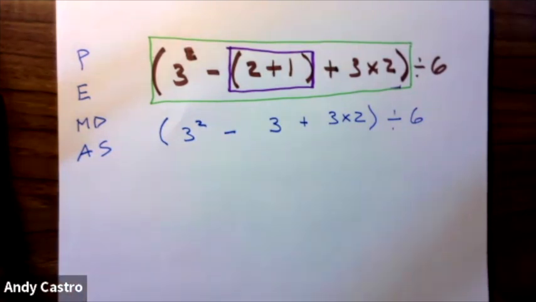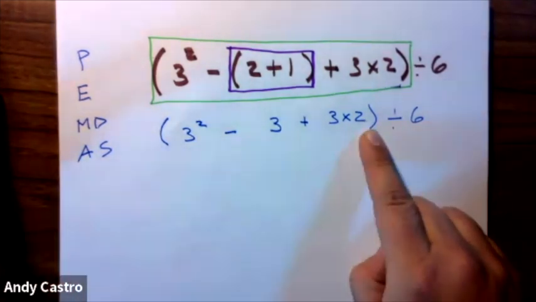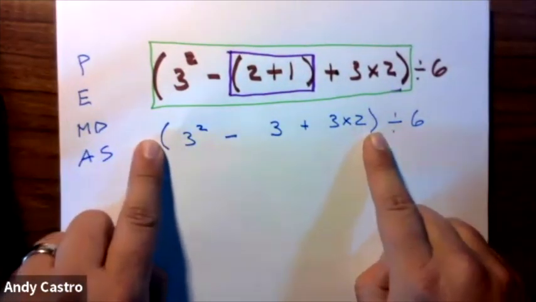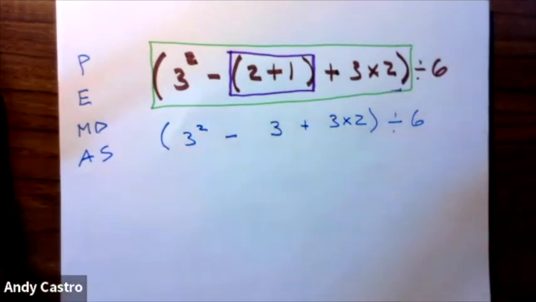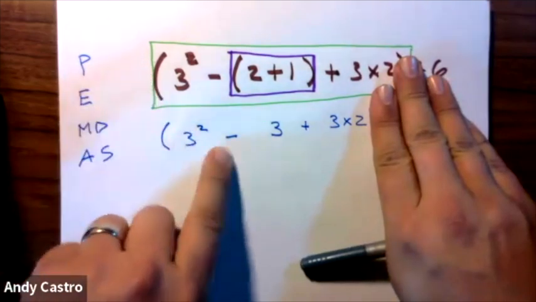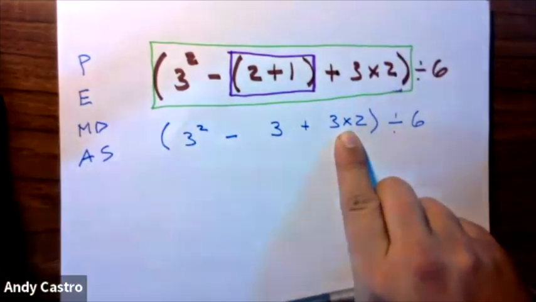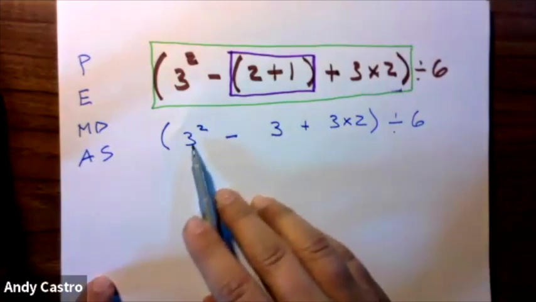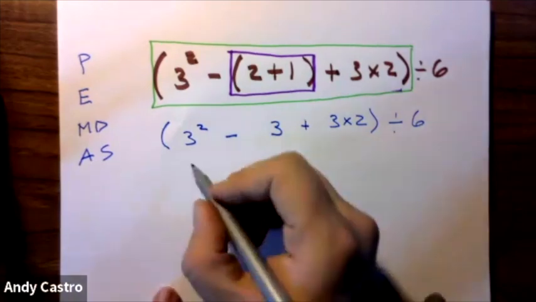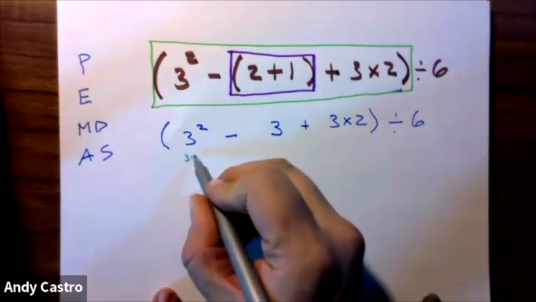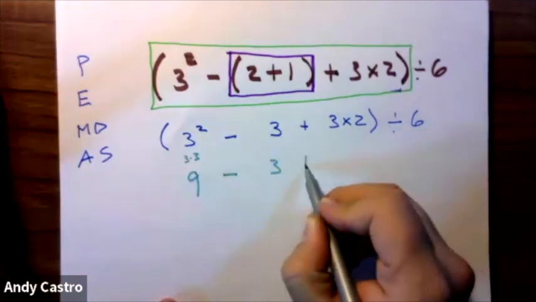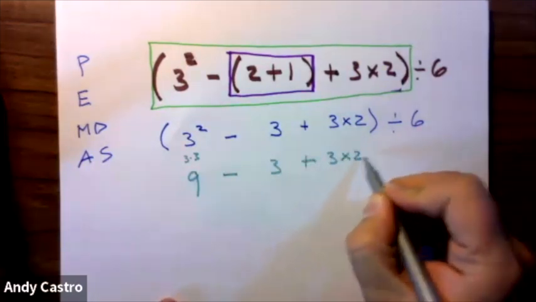All right. Now I'm going to go inside these parentheses because I still have parentheses, so I need to go back to looking at my parentheses. When I go inside here, I look at what operations I have. I have an exponent, I have subtraction, I have addition, and I have multiplication. So my exponent is what I'm going to do first, 3 squared. So that's 3 times 3, that is 9. Okay, minus 3 plus 3 times 2.